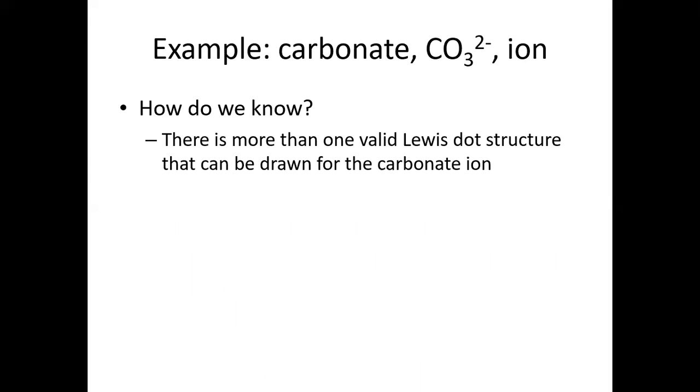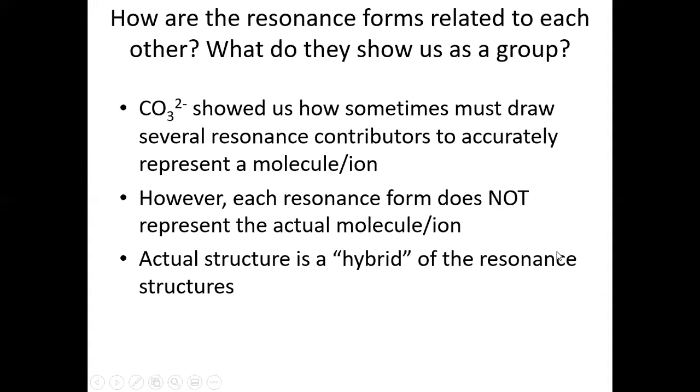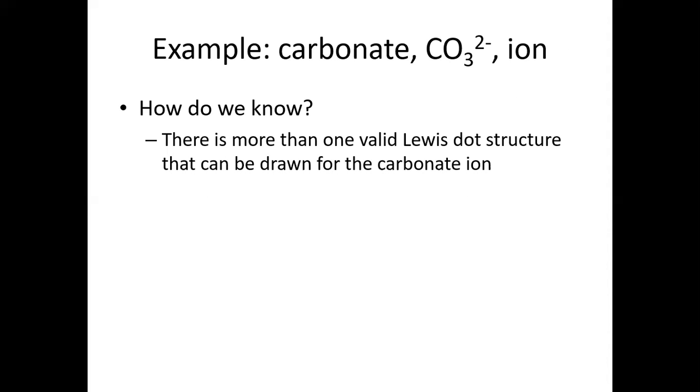All right, so here we have the example of carbonate, CO3 2-. How do we know there's more than one valid Lewis dot structure that can be drawn for the carbonate ion? So what's the key indicator that this can be drawn in more than one way? Do you know anything? Yeah, typically if you have a charge sign, that can be an indicator.